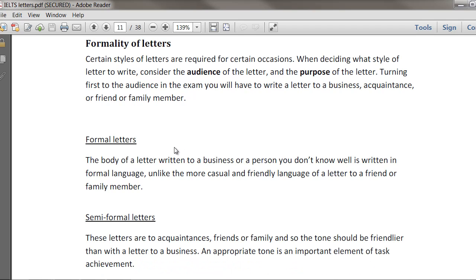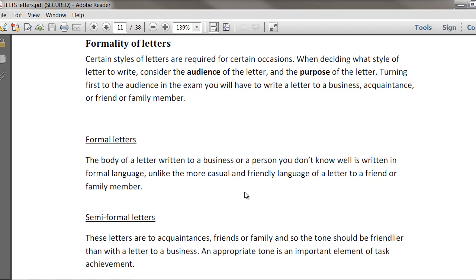So let's say very formal letters, someone you don't know. It would be inappropriate to use casual, friendly language like "G'day, mate" or something like that. It'd be totally inappropriate. It'd be all right with a friend, but not with someone you didn't know, or let's say a business.